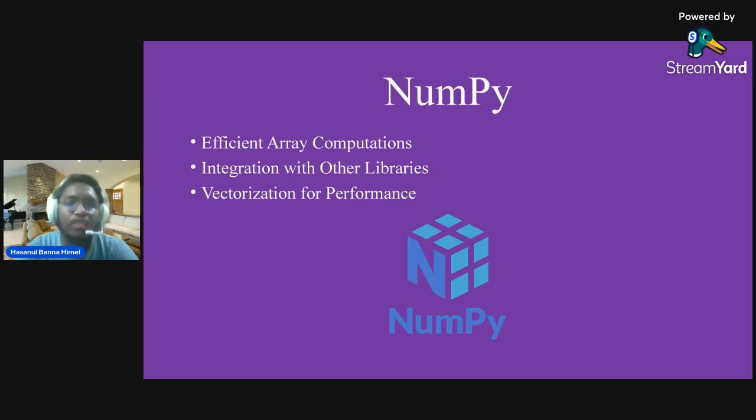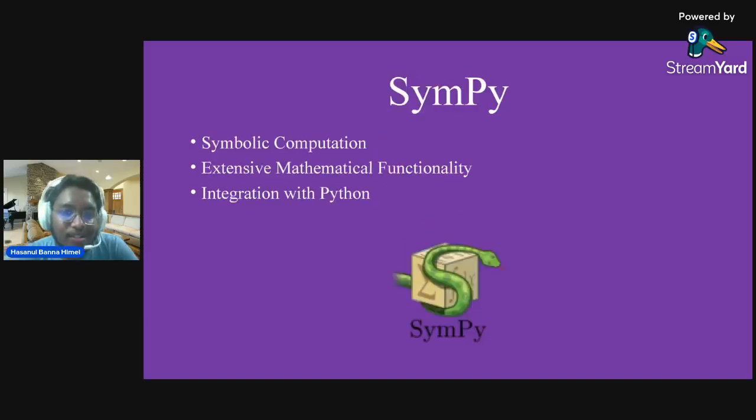On the third point, we have vectorization for performance. NumPy allows for vectorized operations, which eliminate the need for explicit loops. Sometimes we need to do something in a loop, but in NumPy it helps us eliminate the need for explicit loops. Now let's move on to our next slide. Here we are seeing SymPy.